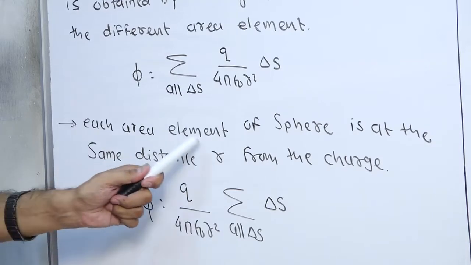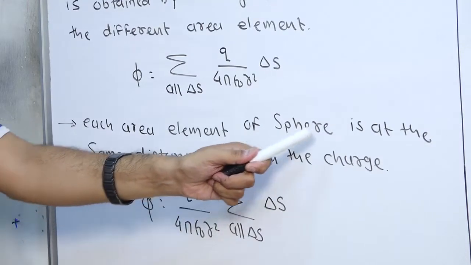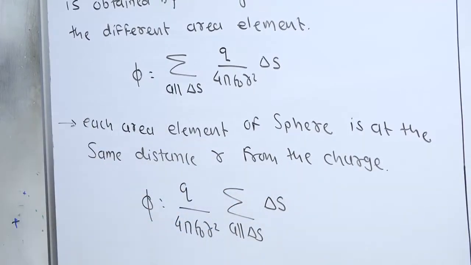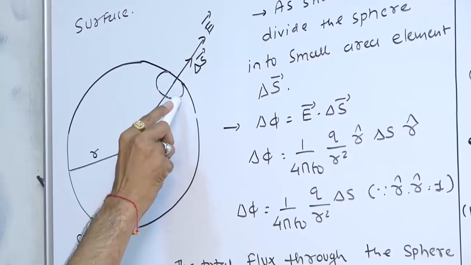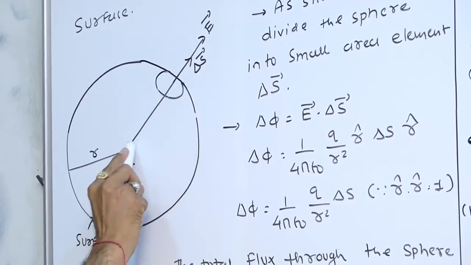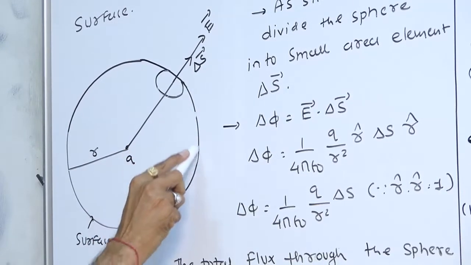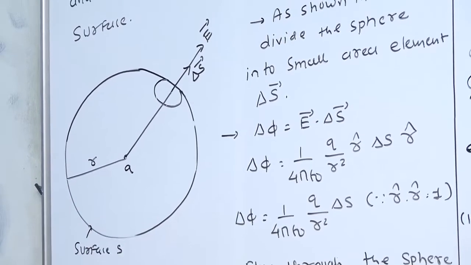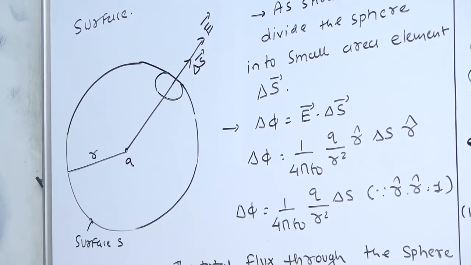Each area element of the sphere is at the same distance r from the charge. On the first element, the distance from the charge is r. Suppose we draw another element whose distance is also r. All the area elements lie at the same distance from the charge q.